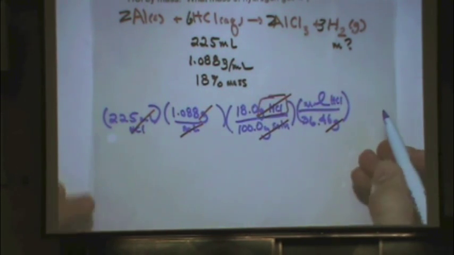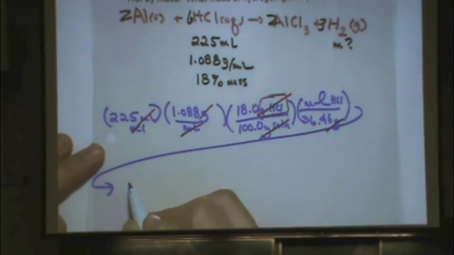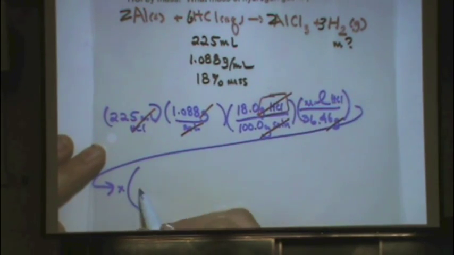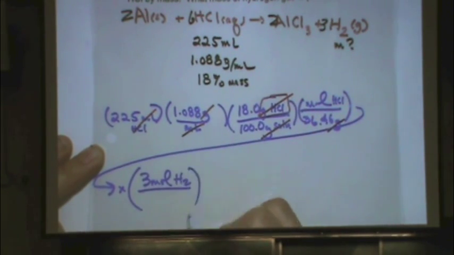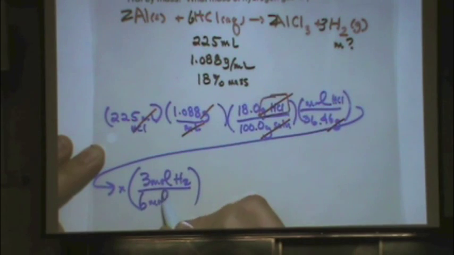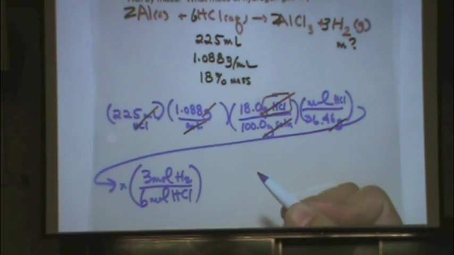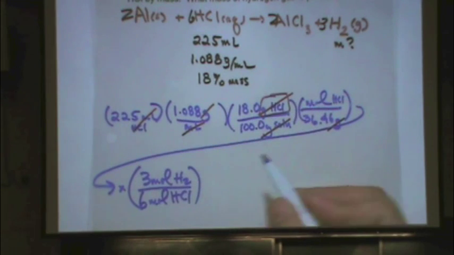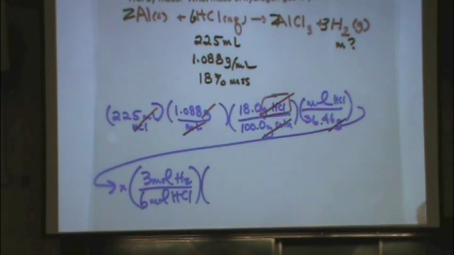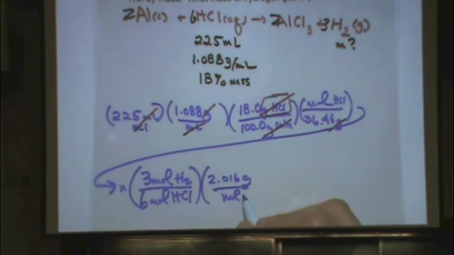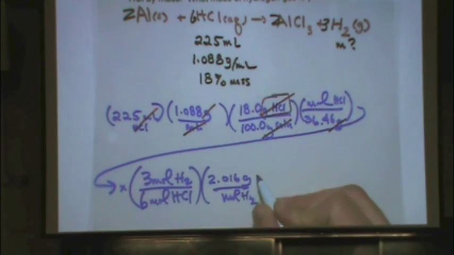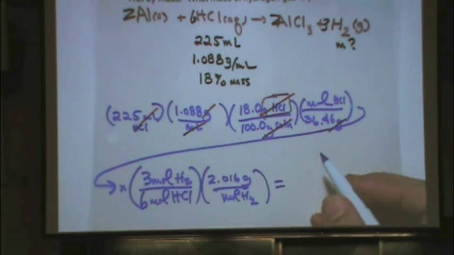I'm at moles of HCl, so I'm going to continue on the next line here, times. I don't need moles of HCl, I need moles of H2. There's 3 moles of H2 for every 6 moles of HCl. There's my molar ratio from the reaction after having balanced it. And now, my last step in stoichiometry after the molar ratio is to go to the unit requested, in this case, mass. So it's 2.016 grams per mole of H2 from the periodic table. That'll get me to grams.